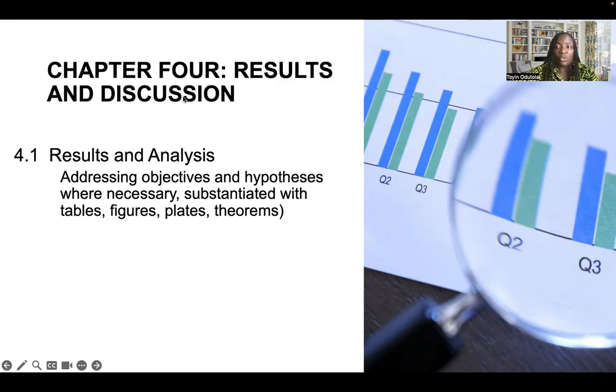Remember, we talked about how you broke down your aim into different objectives. So in your results and analysis, you're addressing the different objectives that you had set to achieve. So you're showing the results that those objectives were actually attained. Then you now discuss the findings.